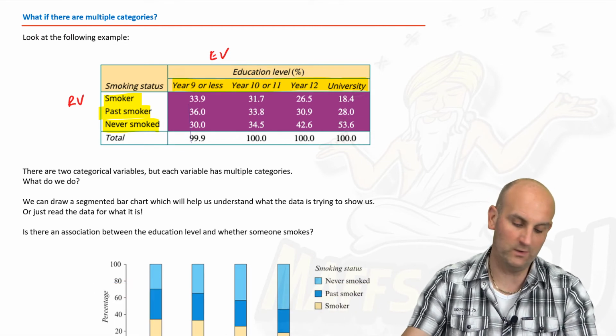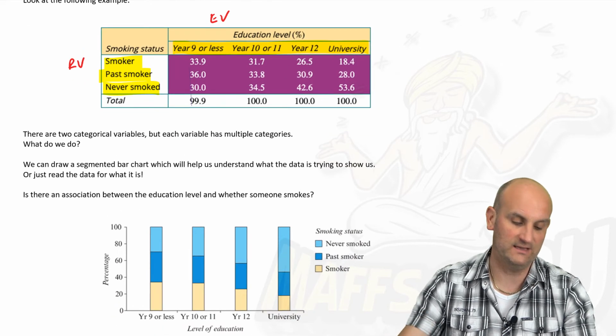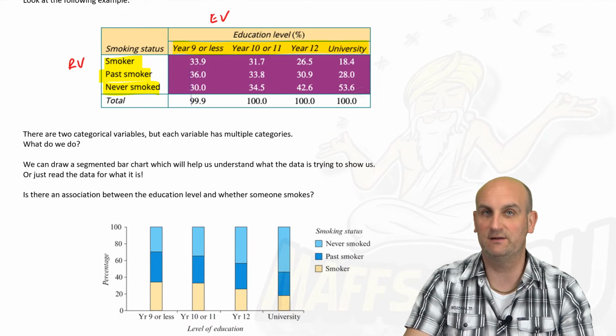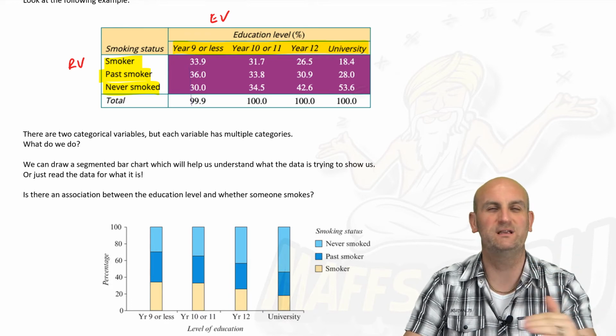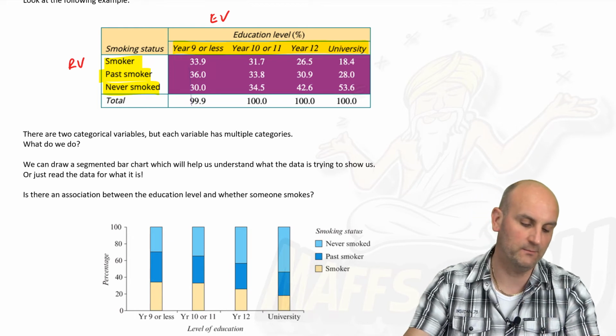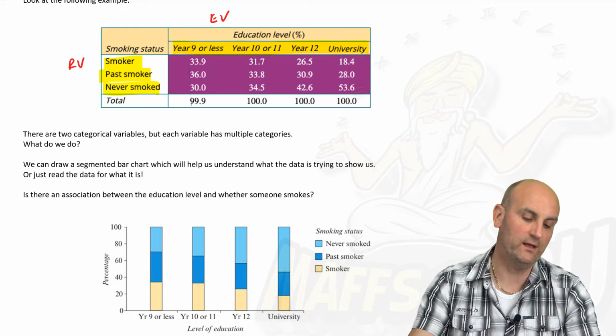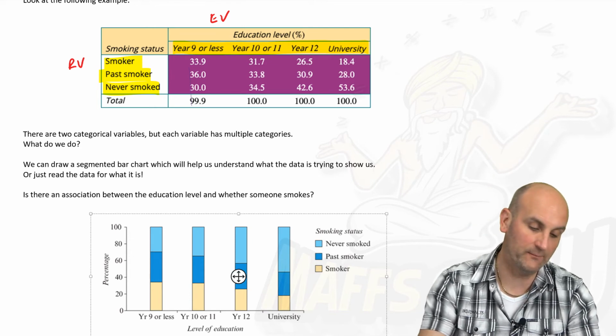What do we do? Well, we could draw a segmented bar chart that helps us understand. This is what the textbook does. I don't think it necessarily helps, because what I'm looking for is some sort of pattern, some sort of decreasing trend, some sort of decreasing number or increasing number. And so can we see whether education level and smoking status are associated? Well, I think absolutely it is.